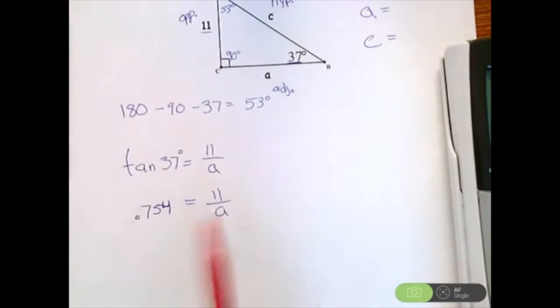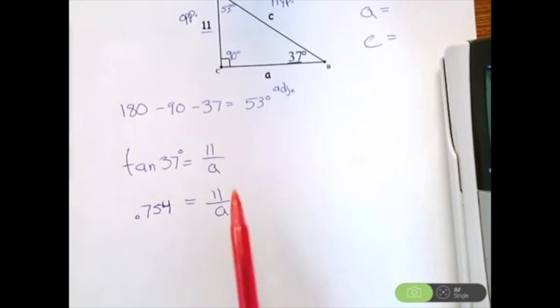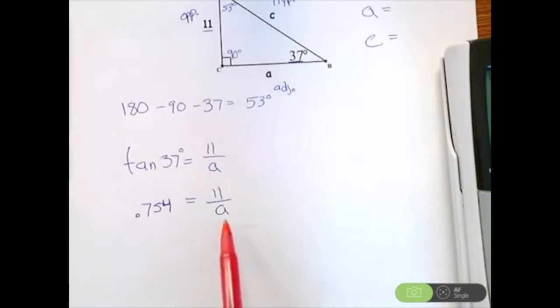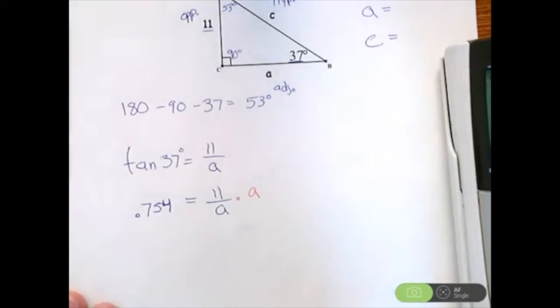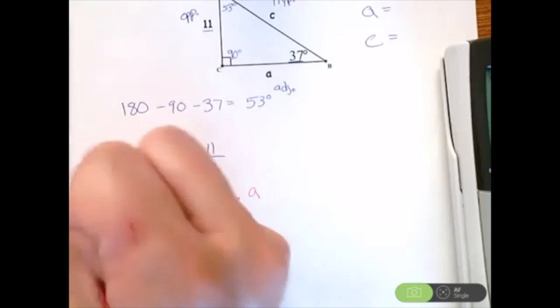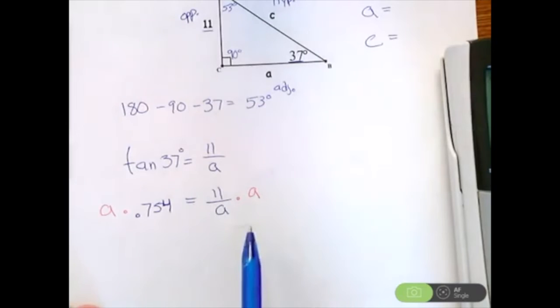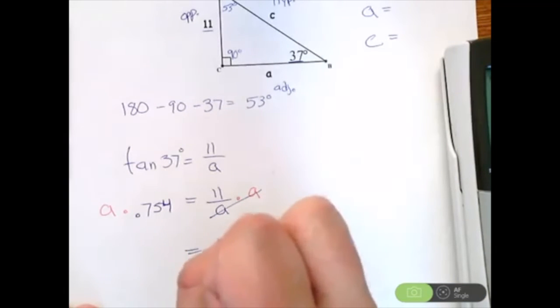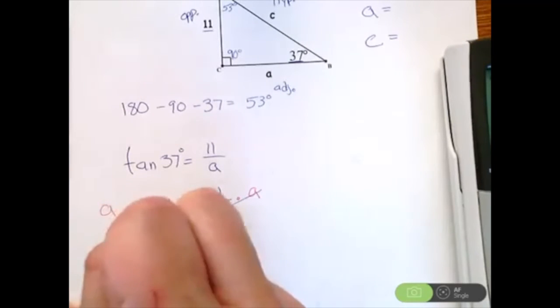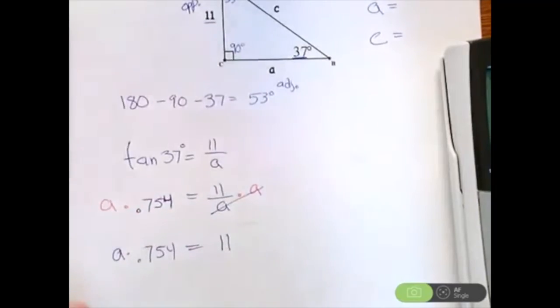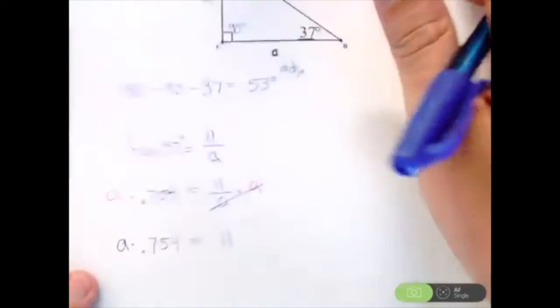Now to solve this, I've got to get A all by itself. A is currently located in the denominator. I want to get that out of the denominator so I can more easily get it isolated. So if I'm dividing by A, we can just multiply this side by A while multiplying that side by A, and those will cancel. So we're left with 11, and on the left side, we have A times 0.754. So the fractions are gone. This makes it a lot easier to solve.